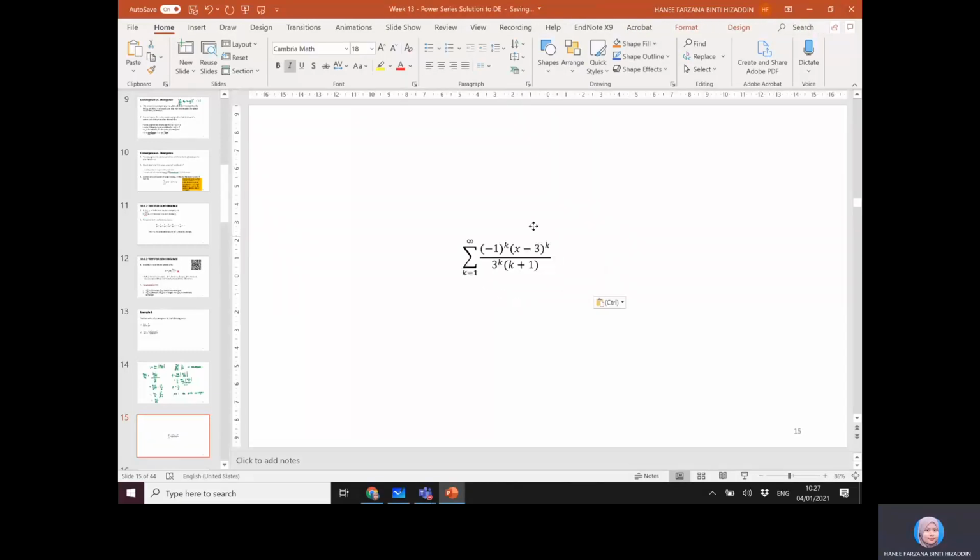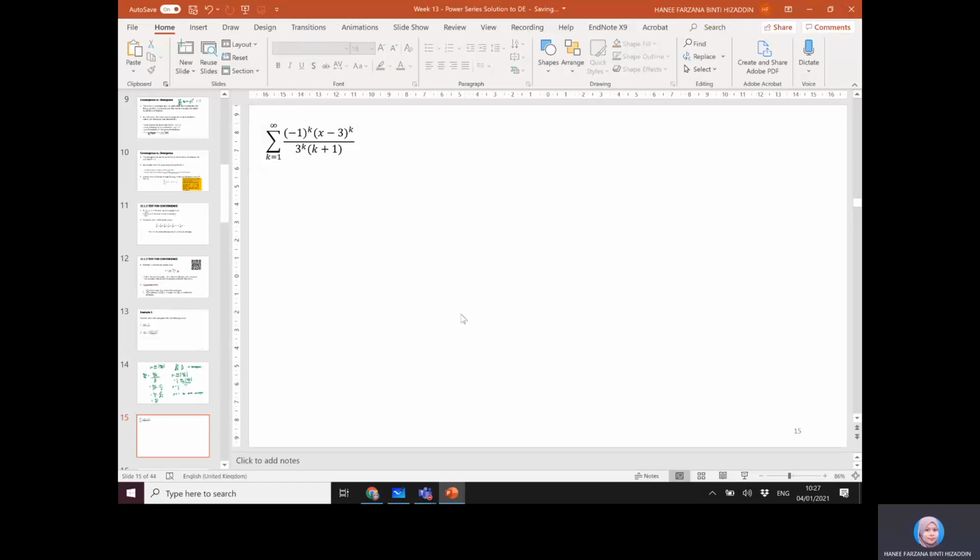So let's use the same ratio test here. Just follow through the ratio test. So here now your u_(k+1) over u_k becomes (-1)^(k+1) times (x minus 3)^(k+1) over 3^(k+1) times (k+1+1). Well, you could have written k plus 2, but I just want to make a point that it is that plus 1. We can simplify things later.